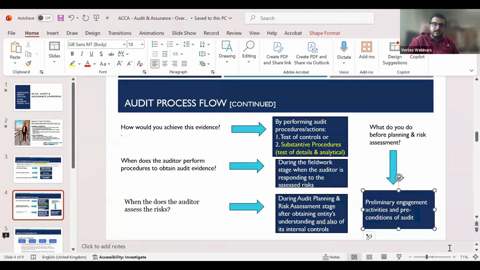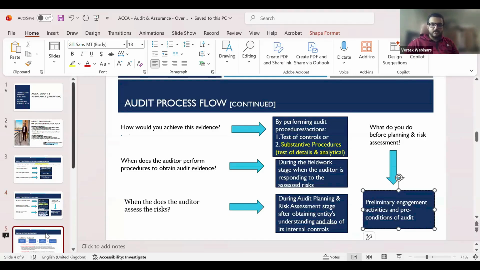In the next slide, we'll discuss these stages in chronological order. Right now, we are doing them in reverse chronological order. In fact, we are looking at the process flow. Okay. So now we'll be looking at the audit stages line by line, step by step.